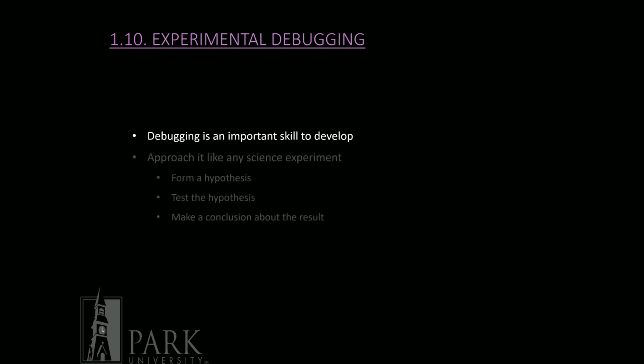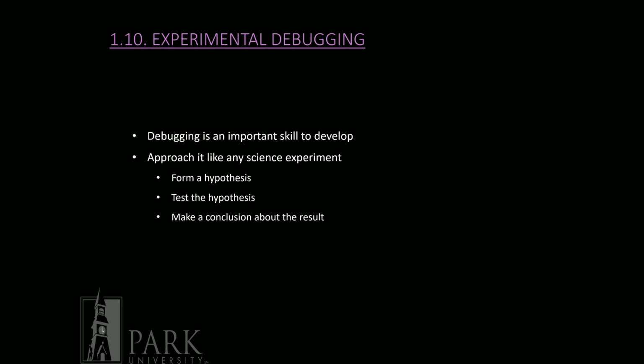The best way for you to find errors as you're learning to code is through experimental debugging, right? And debugging is an extremely important skill to develop, right? You're not going to be, like I said, perfect the first time you code. You're going to have a lot of frustration when you're trying to figure out why things aren't working. So you need to approach it like a science experiment.